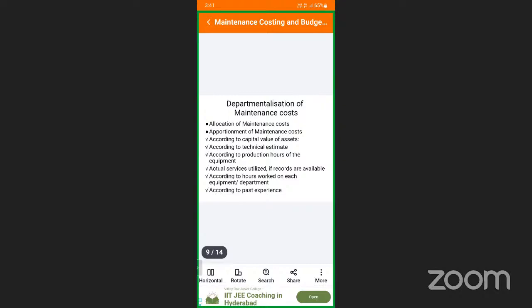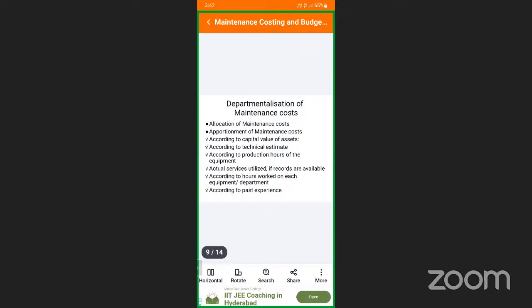So that is known as apportionment. What is it known as? Apportionment. So direct cost, we allocate. We say the word allocate. If it is an indirect cost, we say that it is apportionment. So apportionment of maintenance cost is also to be done. So how is apportionment done?